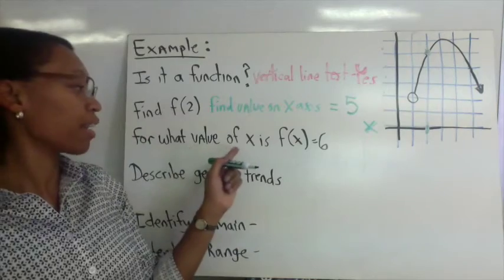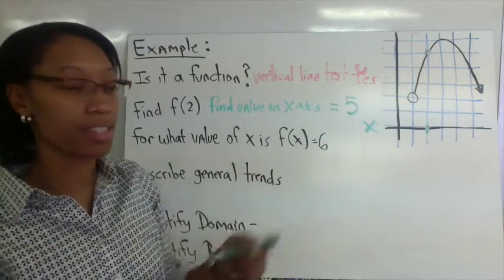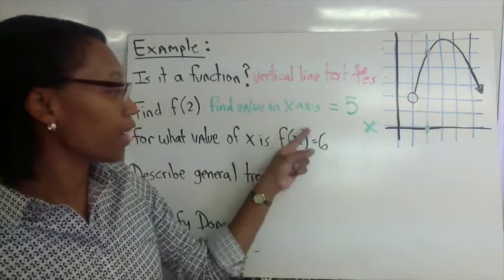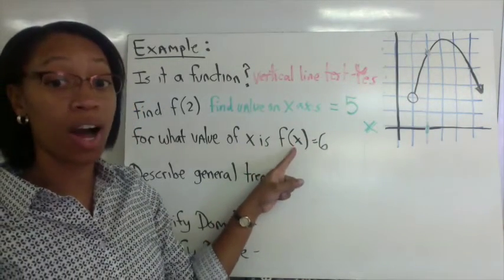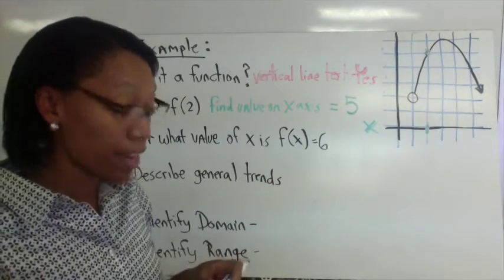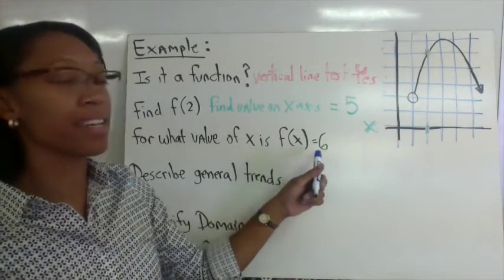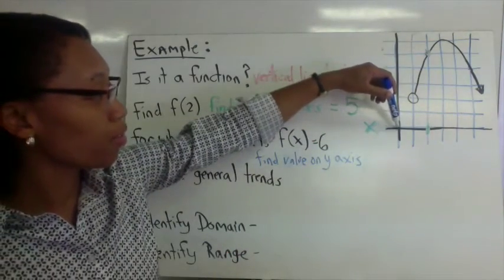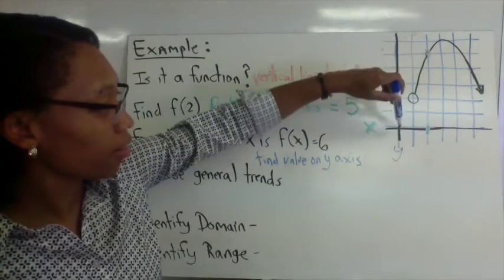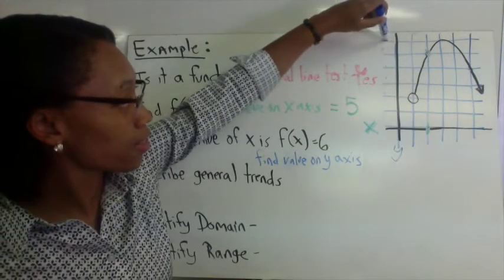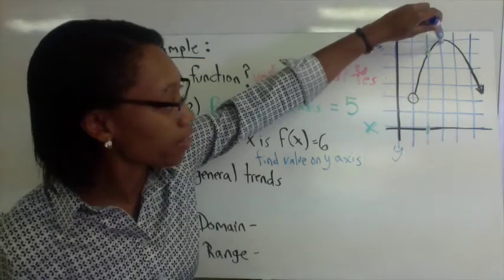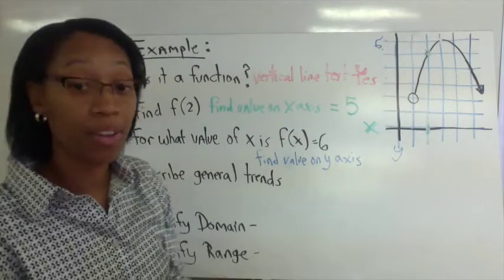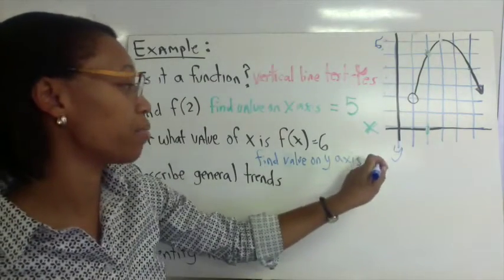For what value of x is f of x equal to 6? Well, f of x is the value of y. So this is like the y. I want to find out when is y equal to 6. In order to do this, I have to find 6 on the y-axis. I'm going to come to the y-axis, and 1, 2, 3, 4, 5, 6. So it looks like the value at 6 is right here at x equals 1, 2, 3. So x equals 3 gives me 6.